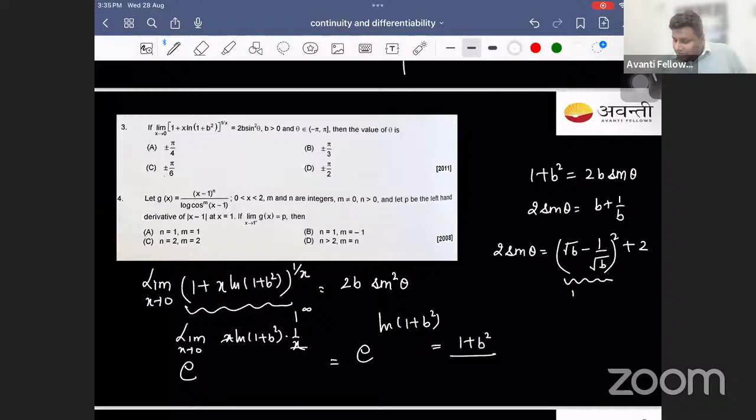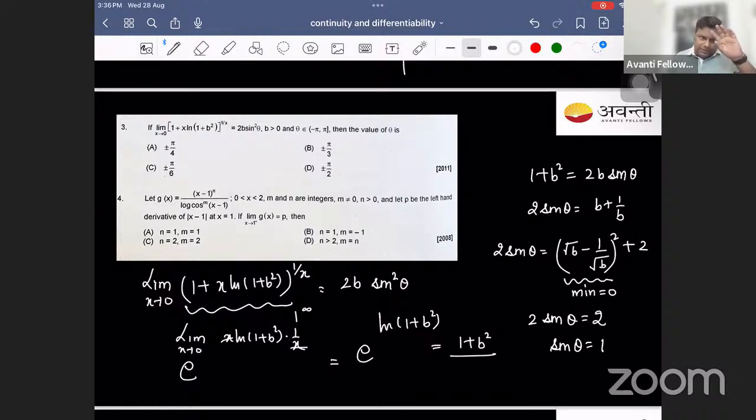Now see, this perfect square's minimum value is 0. So for this, 2 sine theta, the maximum value is 2. So the right side minimum value is 2, the left side maximum value is 2. So what will happen? Equality will hold. So sine theta equals 1. Then the value of theta: okay, this is sine square theta. So sine theta will be plus minus 1, so theta is plus minus pi by 2. So this is your answer.